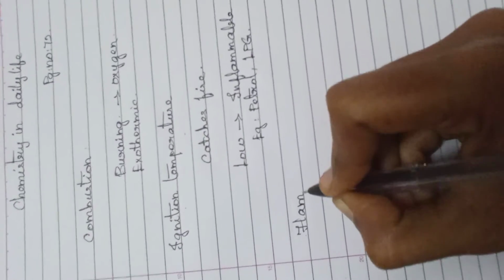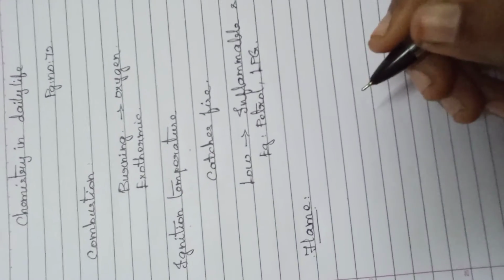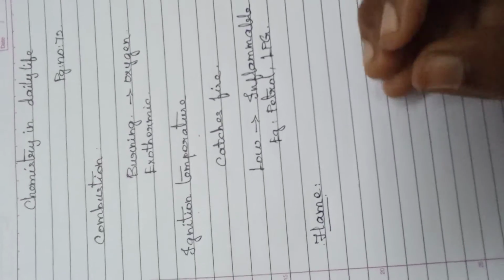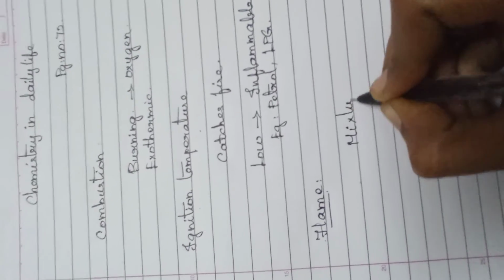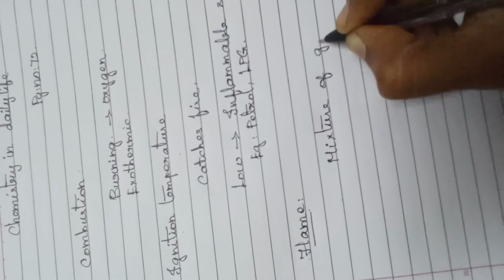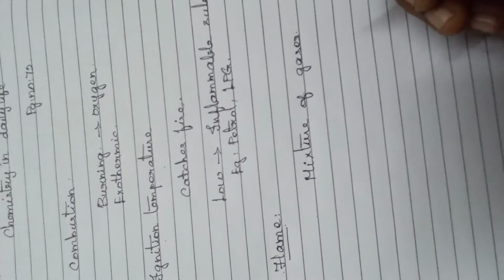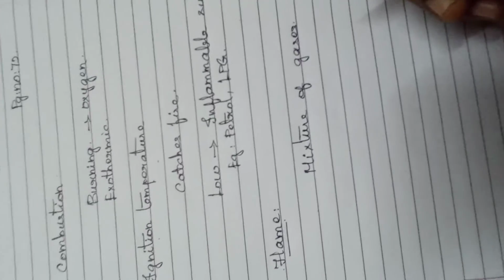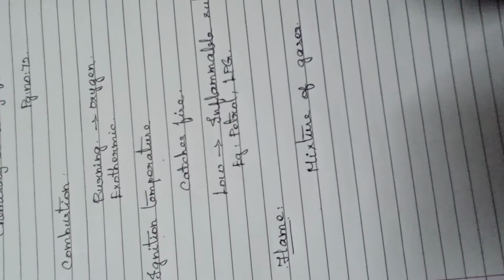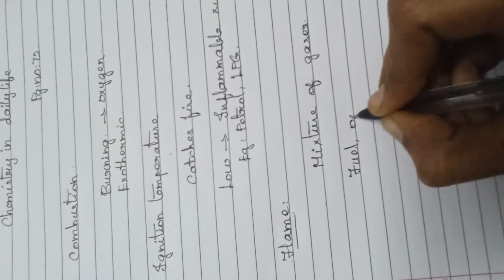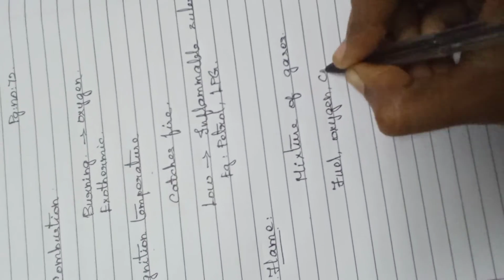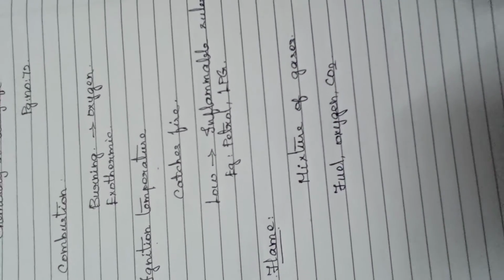The next topic we are going to discuss is flame. What is meant by flame? Flame is also a type of burning, but it happens with a mixture of gases, a gaseous mixture. What is meant by a gaseous mixture? Gases are usually in vapor form. That can be vaporized fuel, or gases like oxygen, or even carbon dioxide. If these vaporized gases are used for a burning process, it is called a flame.